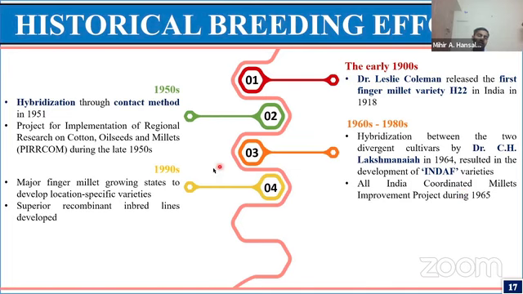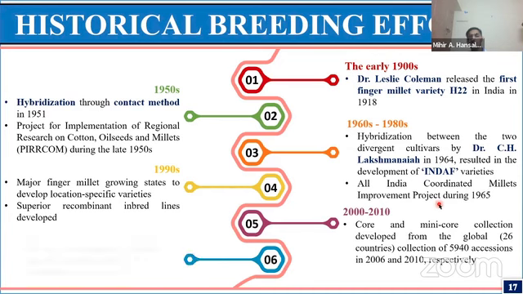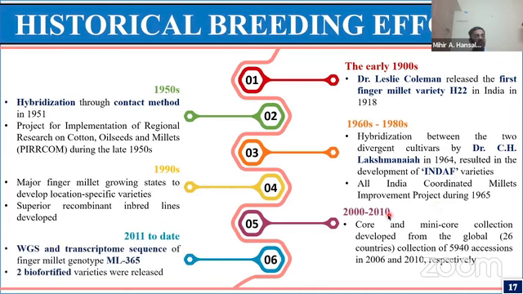After the 1990s, major finger millet growing states developed location-specific varieties, where superior recombinant inbred lines were also developed. Then in 2000 to 2010, core and mini-core collections were developed, along with the whole genome sequence and transcriptome sequence of finger millet genotype ML365 in 2017, and two biofortified varieties were also released.